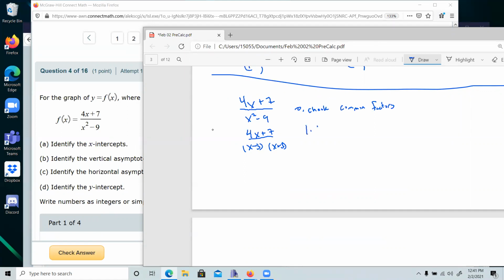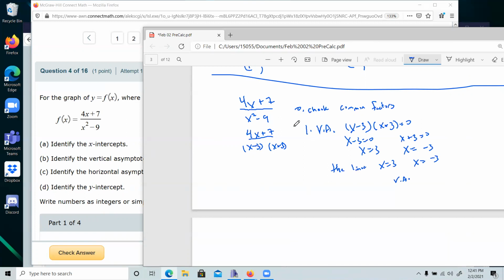Okay. One is we have our vertical asymptote. And that is where the bottom is equal to 0. So we're going to set x minus 3, x plus 3 equal to 0. So we have x minus 3 equals 0, x plus 3 equals 0, x is equal to 3, x is equal to negative 3. So the lines x equals 3, x equals negative 3, those are our vertical asymptotes.